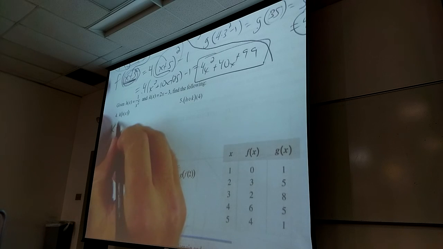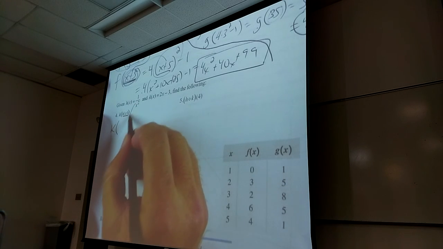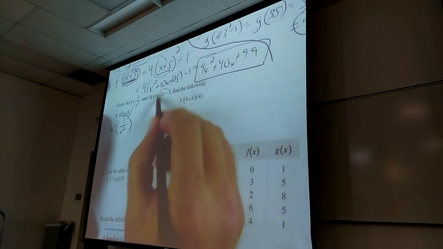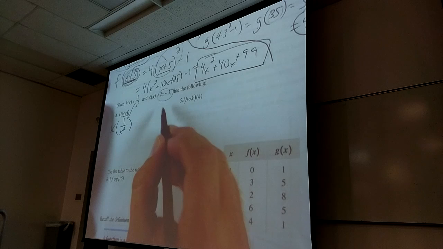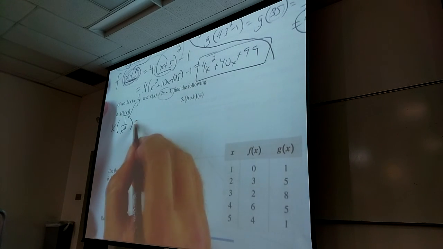So what am I plugging into K? H, and H is 1 over x squared. And here's what K does to stuff. K doubles whatever's inside of it and then subtracts 3. So what is this going to look like now?